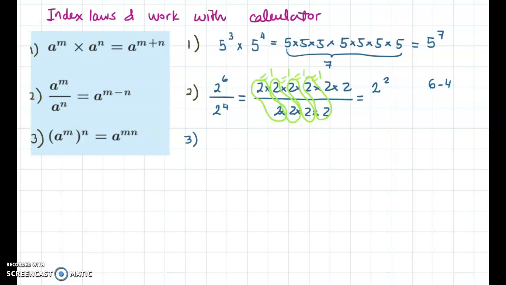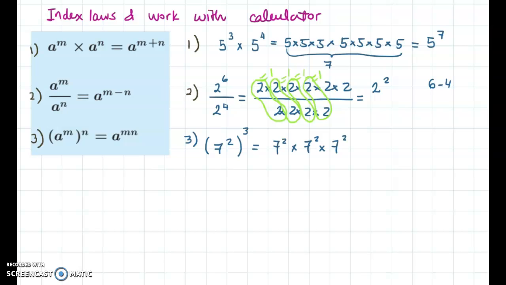For property number 3, let's say that we have the number 7 to the power of 2, and then we have all of that to the power of 3. What this means is that we have the number 7 to the power of 2, and we have to multiply it by itself 3 times.